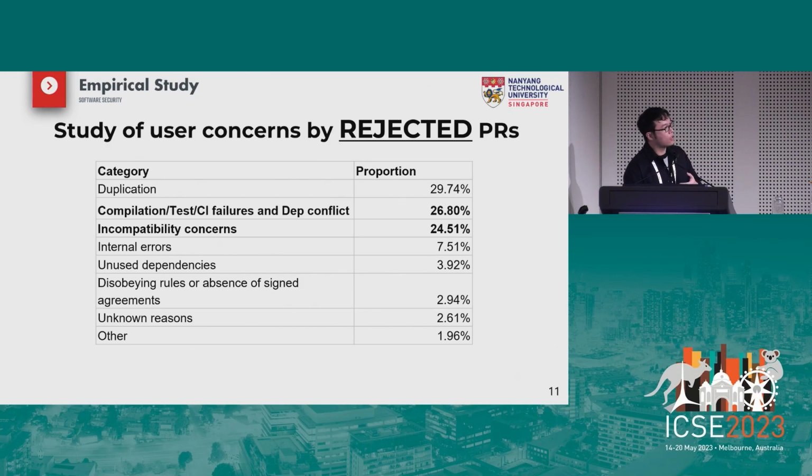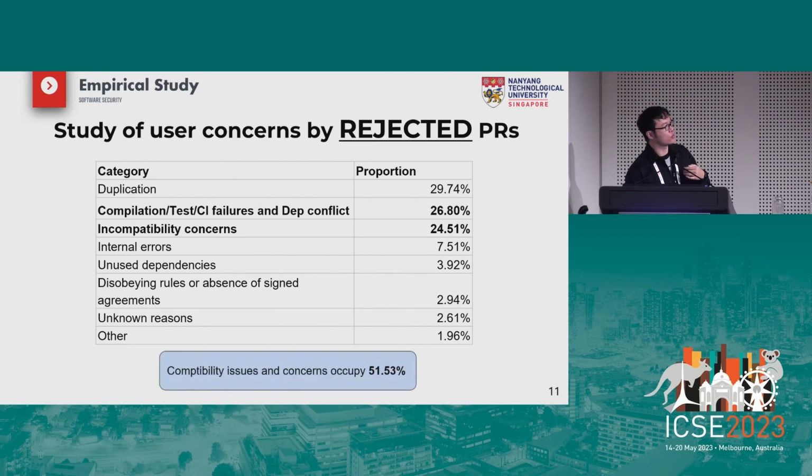To design our tool, we also conducted another pre-study on why some pull requests are rejected by developers, because we want to know what the users are concerned about. First is duplication. Duplication is out of scope because the PR is just superseded by another pull request. The second is compilation, test, or CI failures, where breaking changes have already happened, so developers turn the pull request off. And the third is incompatibility concerns, which means the breaking changes have not happened yet, but the developers are worried about them. For example, it could be a major upgrade, so it could be breaking, so they turn it off. These 2 reasons account for over 50% of the rejected PRs, which means it's a primary concern. The rest are just minor concerns.